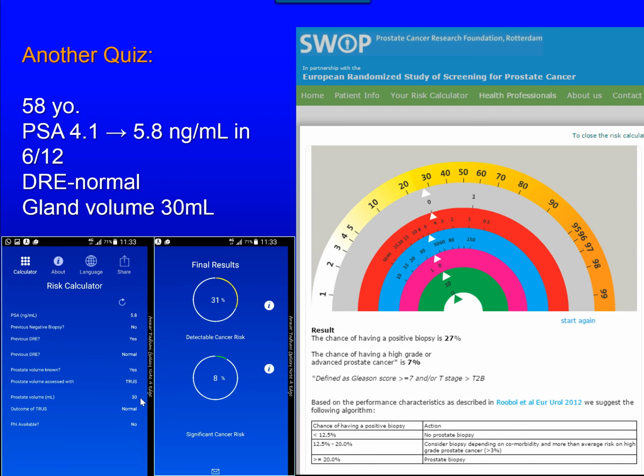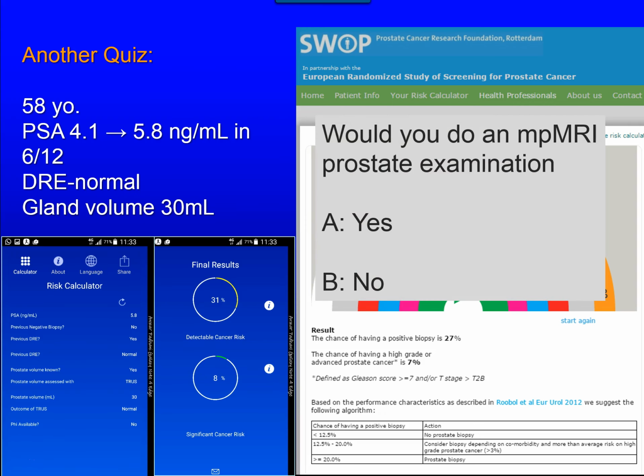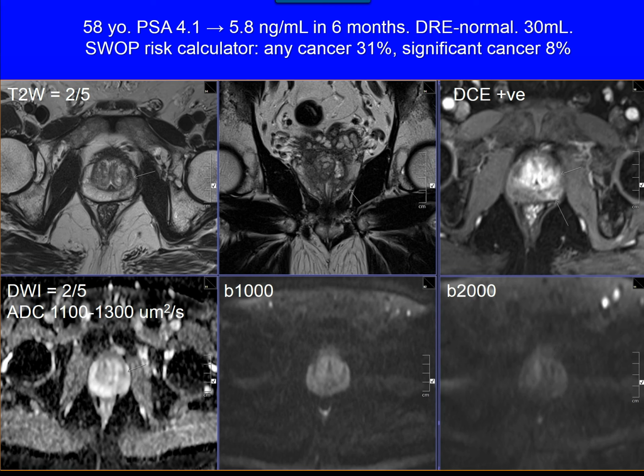Okay, let's see how much you've learned. Let's do a couple of cases. So here's a 58-year-old. You can see his PSA has gone up in about 6 months. His DRE is normal. His glandular volume is 30. Now, his detectable cancer risk is 31%. His significant cancer risk is 8%. So, he should get a biopsy. Would you do an MRI before the biopsy? Answer yes or no. Well, we decided to do MRI before biopsy, and this is what we found.